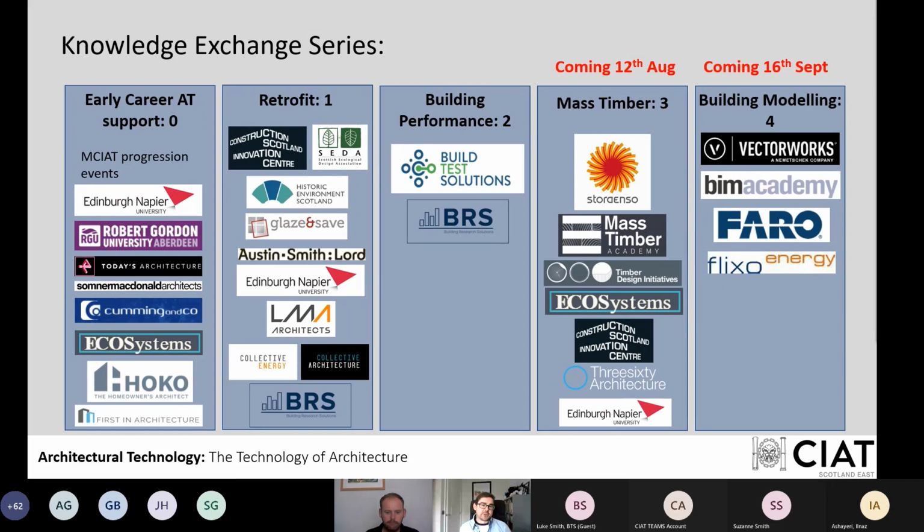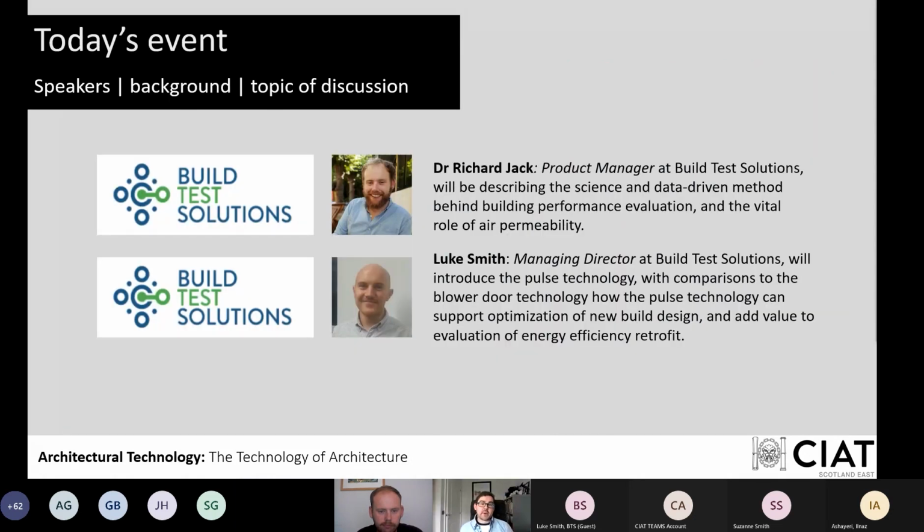So we'll be launching our mass timber session on the 12th of August and our building modelling session on the 16th of September. So we are very pleased to welcome Building Test Solutions to open and kick off our building performance session, which, like the other 4 sessions in our series, will be running in parallel together over the next several months. So I'm proud to welcome 2 speakers from Build Test Solutions.